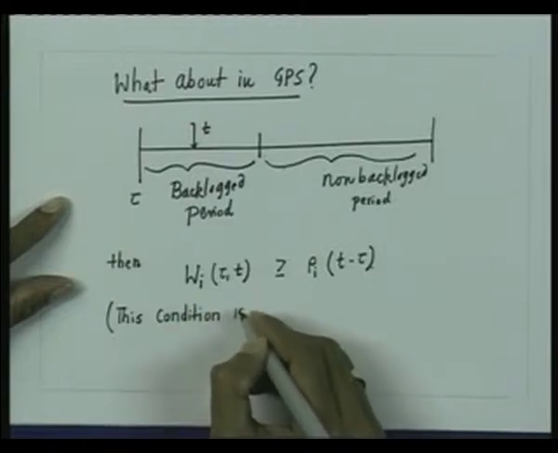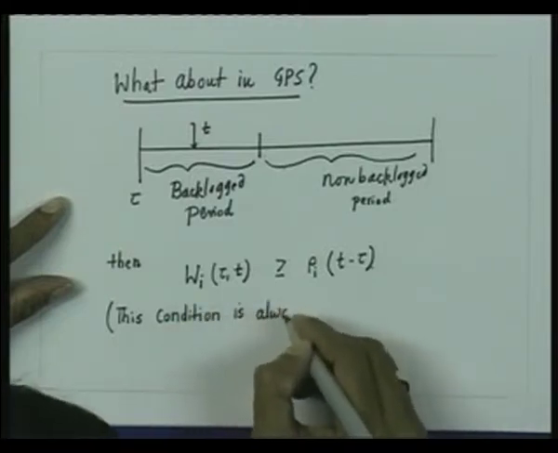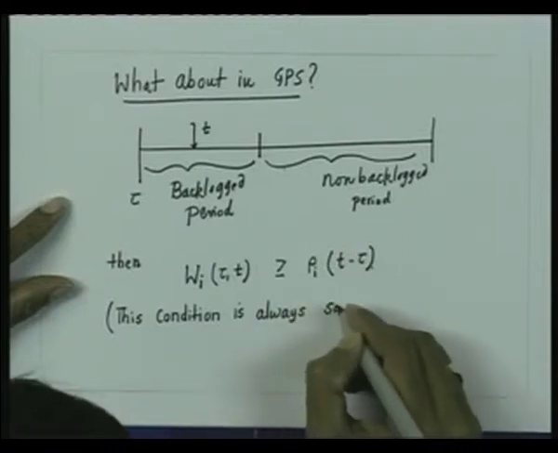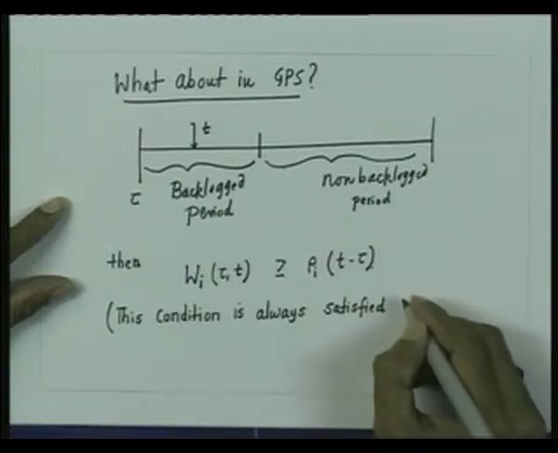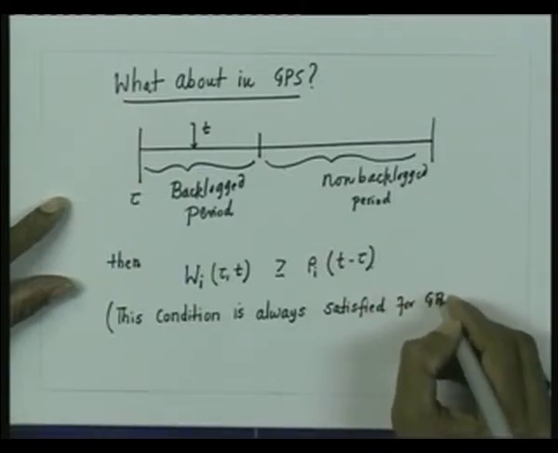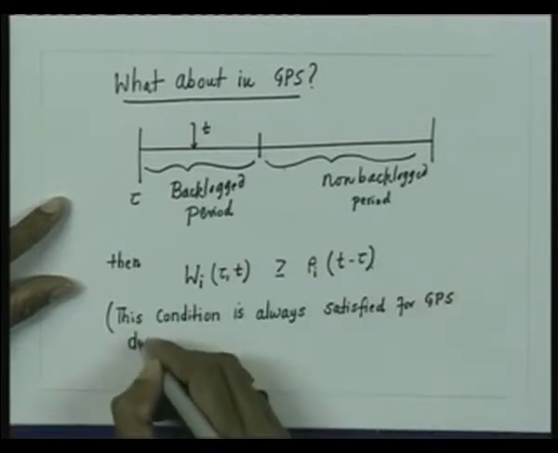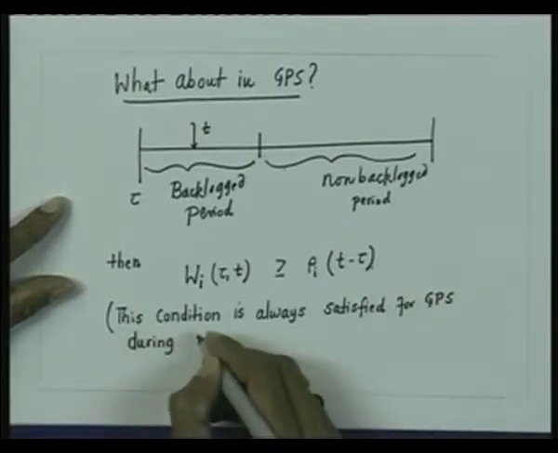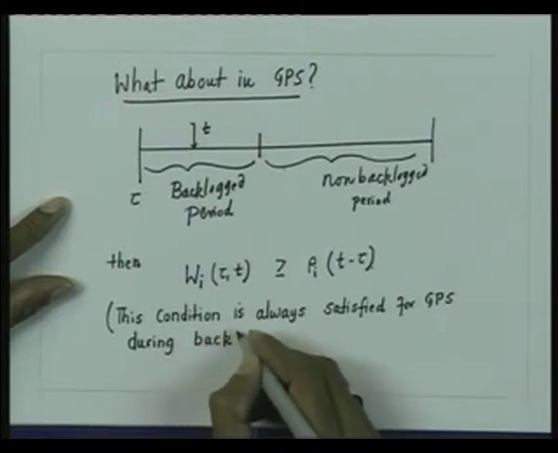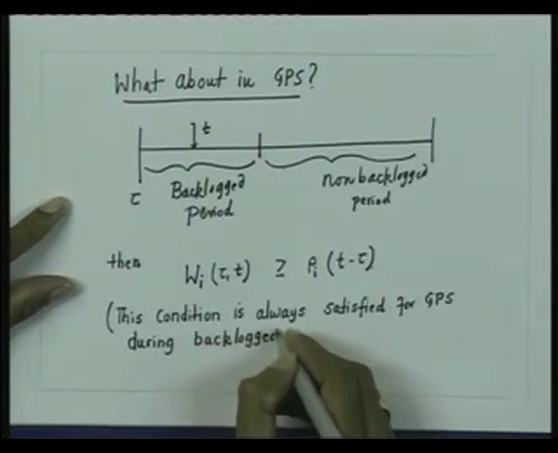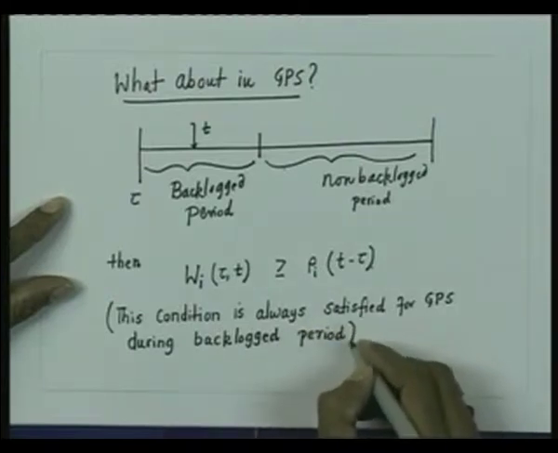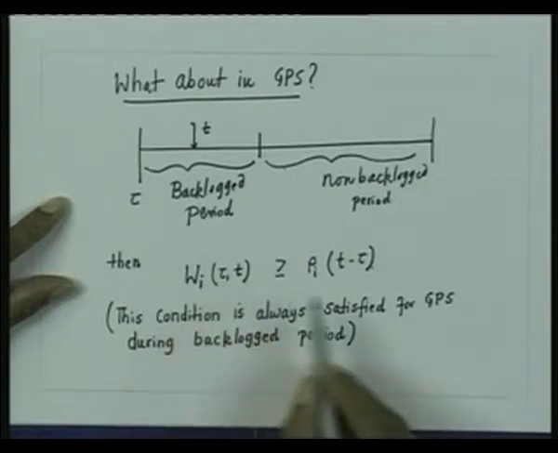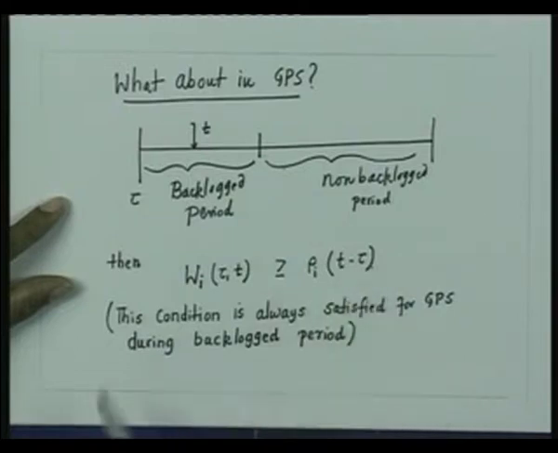So I should say that this condition is always satisfied for a GPS server during the backlog period. That is what we are saying: the service received by any session during a subinterval of the backlog period is always greater than or equal to rho i times (t minus tau).